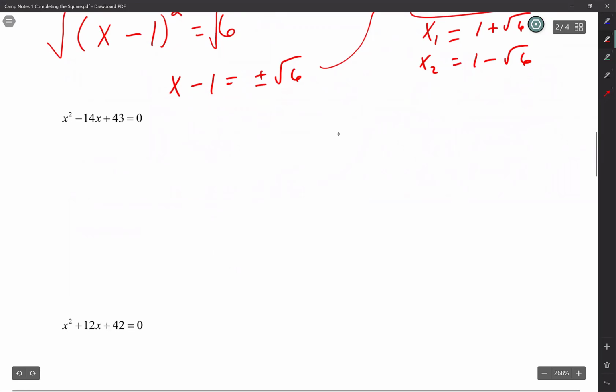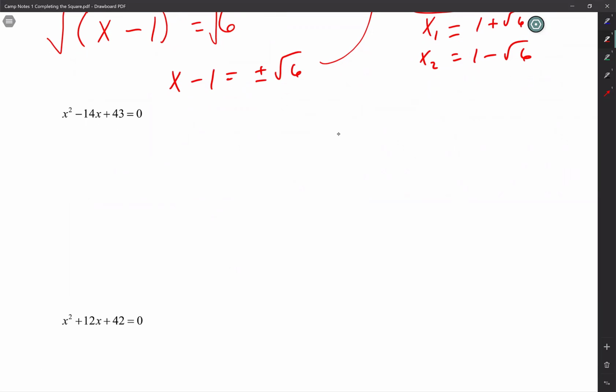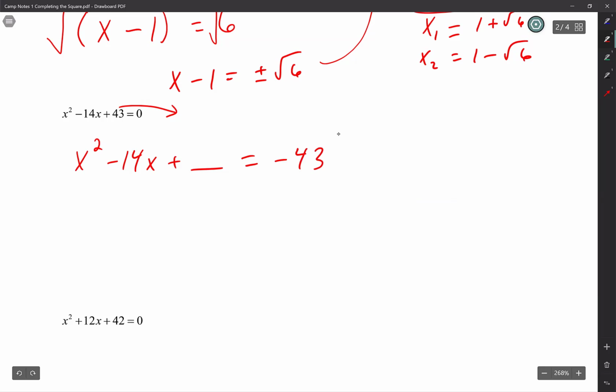So we have x squared minus 14x plus 43 equals 0. And don't worry, guys, I'm going to see if I can go a little slower on this one. I'm going to move the 43 to the right. And you're going to have x squared minus 14x plus something, your magic number, equals negative 43 because I moved it to the right. So here we go. I take the b, which is negative 14. I divide it by 2, which is negative 7, and then I square it. What is 7 squared? 49. Whatever you do to one side, you got to do to the other. So there it is, 49 and 49.